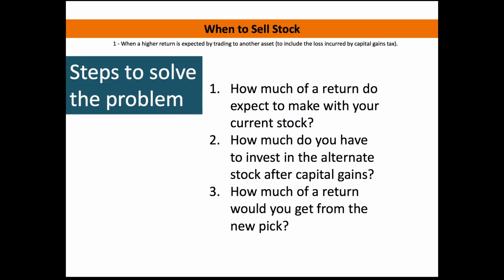So step 2 is we have to figure out how much money we'll have after we pay the capital gains tax. Step 3 is how much of a return will we get from the new pick? After we figure out that capital gains problem, we then have to take that money and pretend we buy company TTT, and then we have to estimate how much that will grow to over the next 10 years. Then we're just going to compare number 1 and number 3 to see which one's a more lucrative pick.